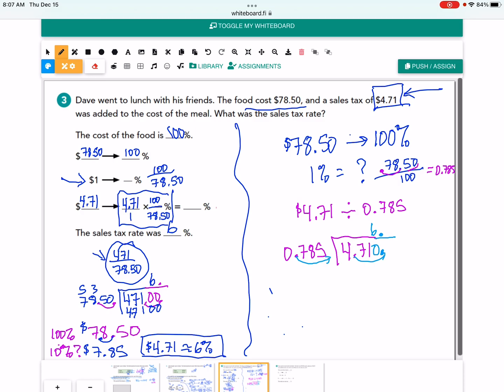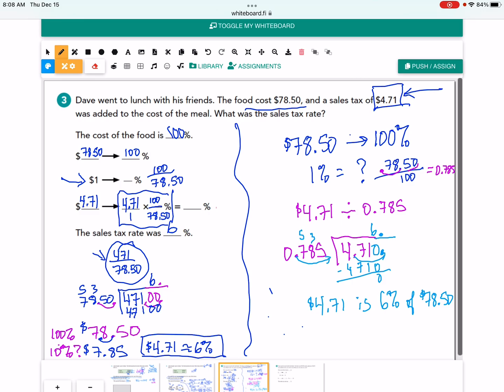And so I can now go ahead and do this multiplication. 6 times 5 is 30. 6 times 8 is 48, plus 3 is 51. 6 times 7 is 42, plus 5 is 47. And I'm done. $4.71 is 6% of 78.50. All right, 2 ways to do it.